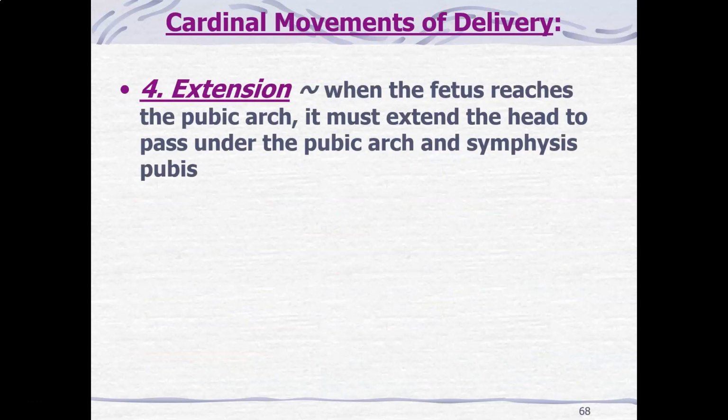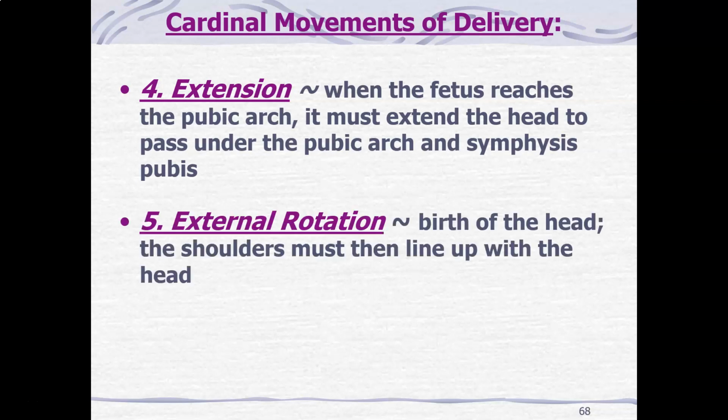The next step, or the next movement, is extension. This is when the fetus reaches the pubic arch. It extends the head. The head has to extend. It passes under the pubic arch and the symphysis pubis and then extends up. So that's extension. And then we have external rotation.